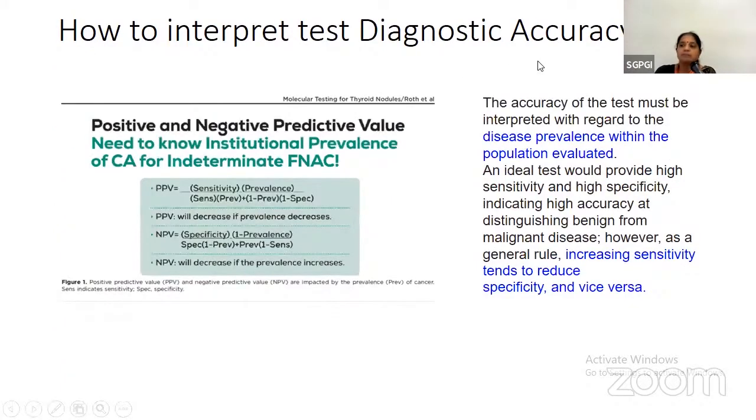So how does one interpret diagnostic test accuracy? I just want you people also to have this concept that when we are talking of PPVs and NPVs, it is important for you to know the institutional prevalence of cancers. So if you're in a region which has a high prevalence of thyroid cancer, your PPV will be high. Okay, but if the prevalence is low, then your PPV can be low. So basically, you see the formulas for PPV and NPV also incorporate prevalence. So that is very important as a concept. And as a general rule, we know that when you increase the sensitivity, that tends to reduce specificity and vice versa.